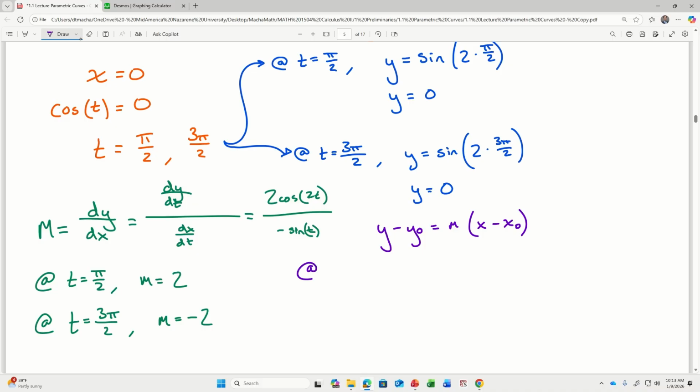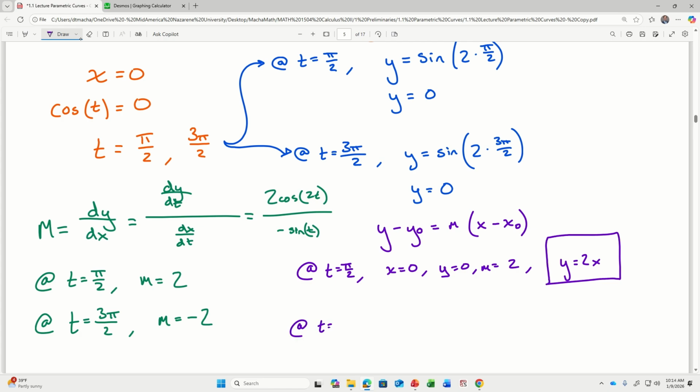We'll start off with at t equals pi over 2. We have x equals 0, we have y equals 0, and we have m equal to 2. So my equation becomes y equals 2x. At the other value of t, 3 pi over 2, x is equal to 0, y is equal to 0, m is equal to negative 2, and the tangent line is y equals negative 2x.